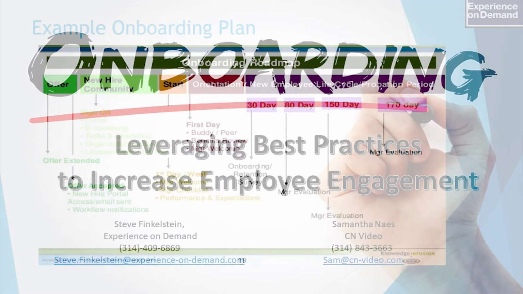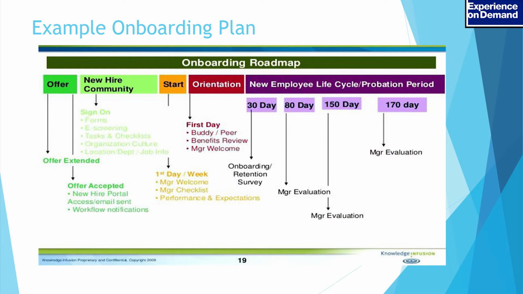So let's look at an onboarding process. This is a typical process. You make an offer, they come to your company, they start on day one, you give an orientation, and then you have an onboarding life cycle that could be anywhere from 30, 60, 90 days up to maybe 6 months or sometimes longer.